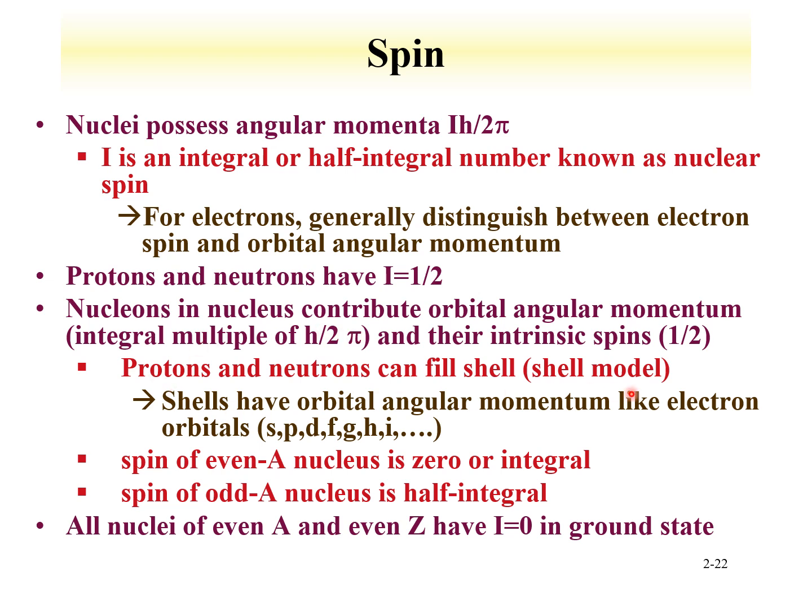And we're going to see some trends. Even A nuclei tend to have 0 or integral spins, and odd A nuclei tend to have a half-integral spin. For an odd A nucleus, the unpaired nucleon, either a proton or a neutron, is going to be responsible for the spin of the entire nucleus. All even-even nuclei are 0 in the ground state, 0 spin.